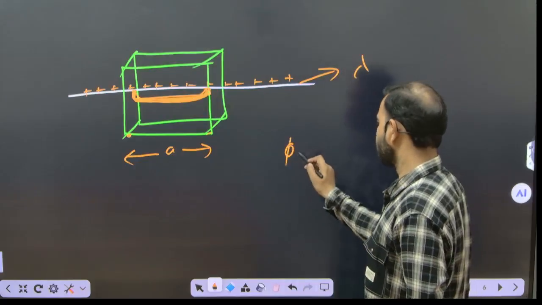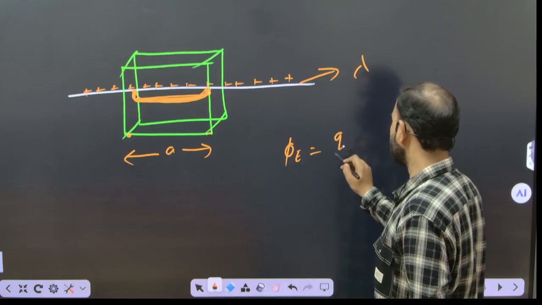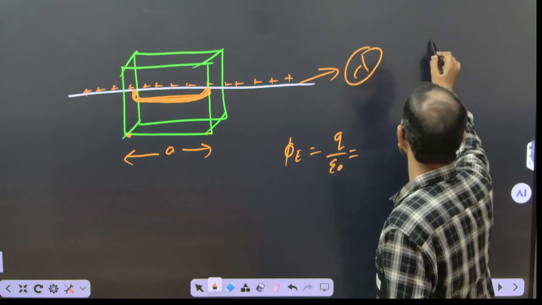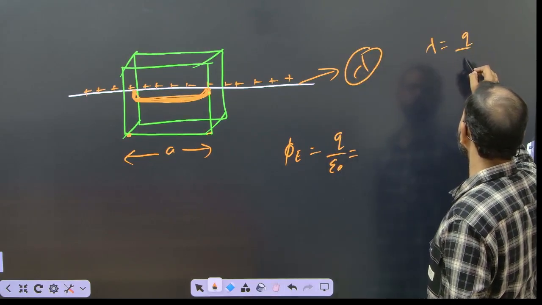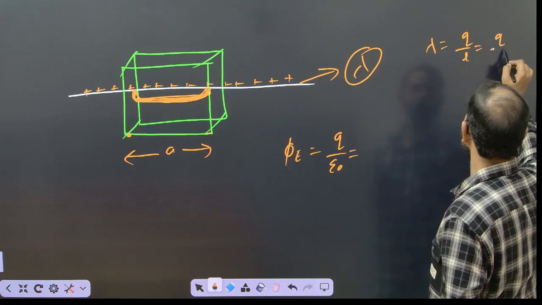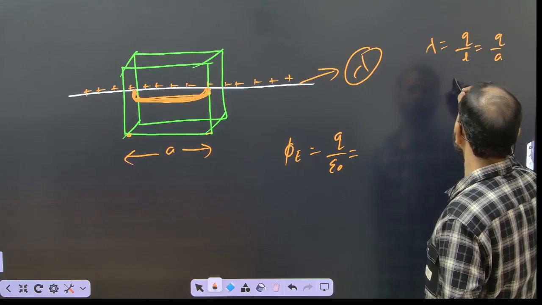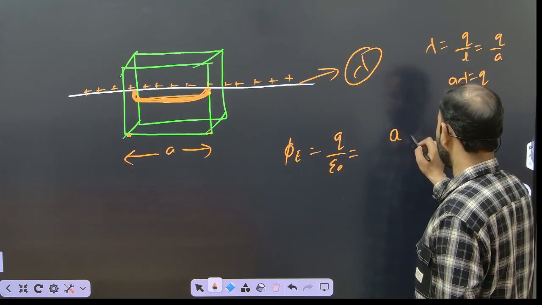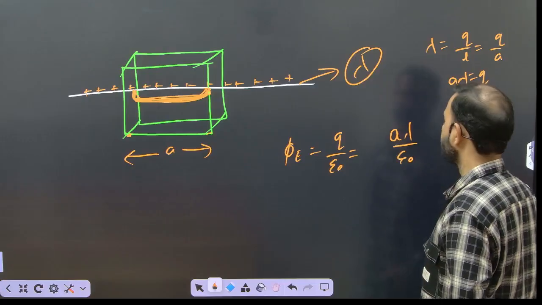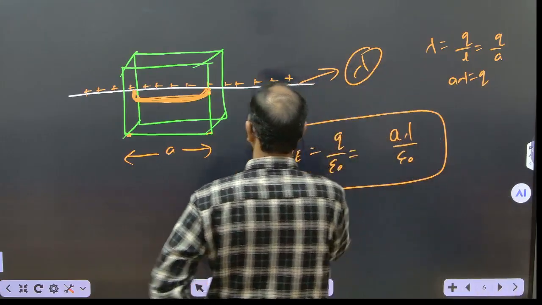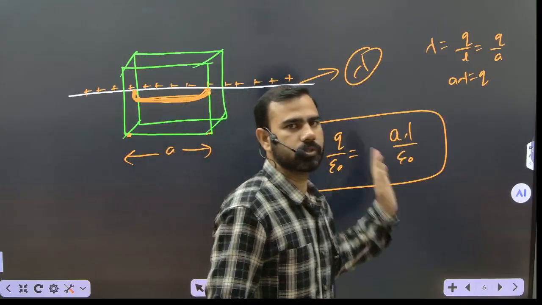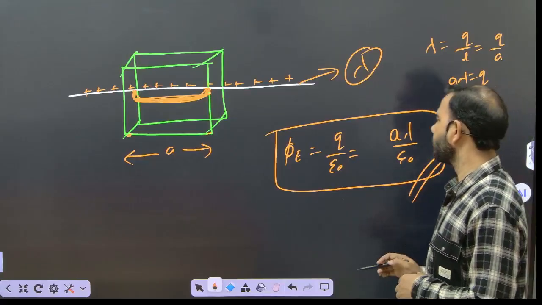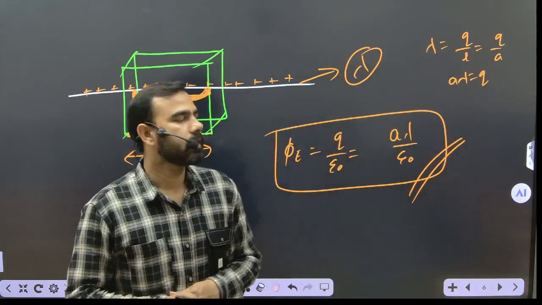So what is the flux here? Phi is nothing but Q divided by epsilon naught. And lambda is nothing but Q by L, that is Q by A. So A lambda is equal to Q. So here it is A lambda upon epsilon naught. I think this question is from mains or advanced. So the electric flux is just A lambda divided by epsilon naught.